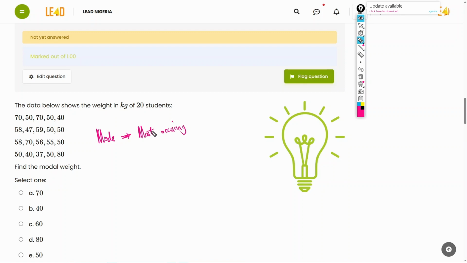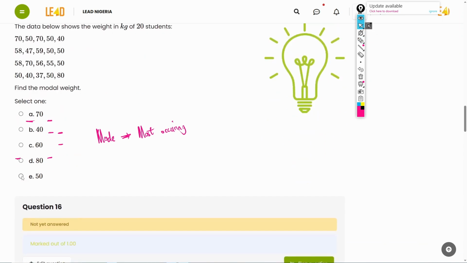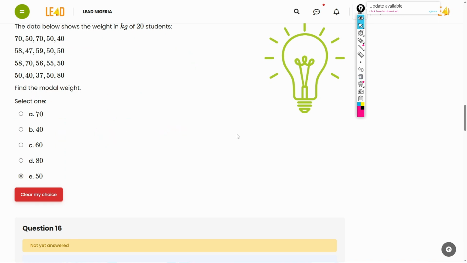So which weight occurs the most? And by looking at the data, I think it has to be 50, right? You can see 50 occurs so many times. If you count the others, there obviously wouldn't be up to 7, right? So it's 50. All right.